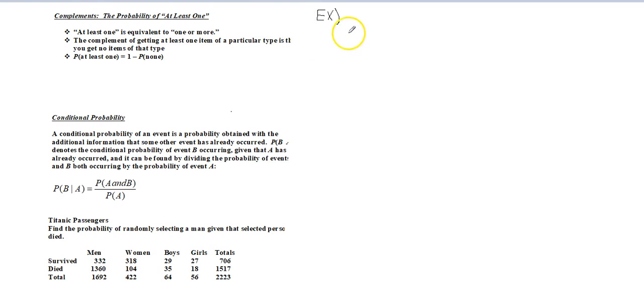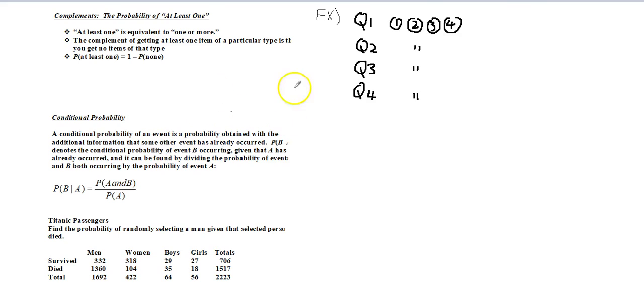Let's say we have 4 multiple choice questions: question 1, question 2, question 3, and question 4. Each question has, let's say, 4 answers. Let's assume these are 4 totally different questions. What we want to do here is find the probability of getting at least one correct.